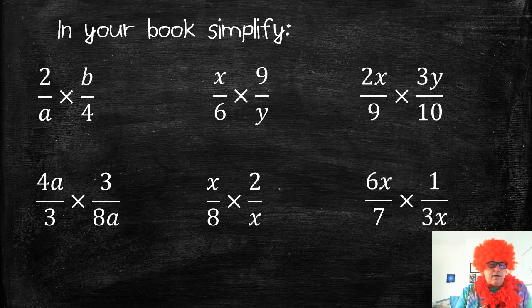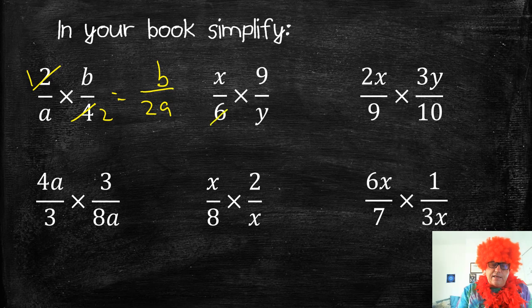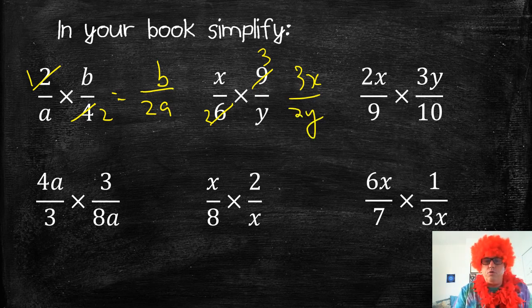Okay, here we go. The key is, can I cancel anything? The 2 and the 4 gives me 1 and 2. So this is b over 2a. Cancel first. 6 and 9, I can divide both of them by 3. That's 3, that's 2. So I get 3x over 2y. Again, if you don't simplify, you will lose marks. You will not get full credit.